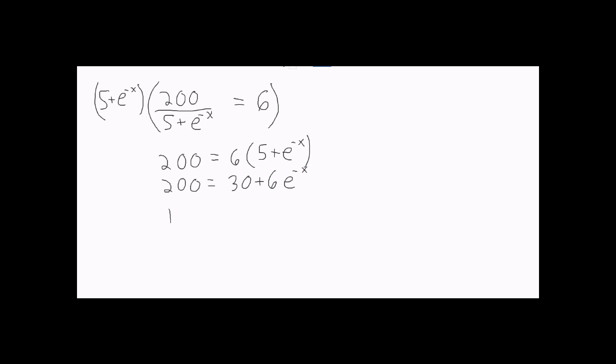So we're going to do minus 30, which leaves us with 170 equals 6 times e to the negative x. And then we're going to divide everything by 6. So it's going to give us 170 over 6 equals e to the negative x. And we can simplify this fraction here. 170 over 6, 2 goes into both of those. So that's going to become 85 over 3 is equal to e to the negative x. And again, we want to get that exponent down, so we're going to natural log both sides.